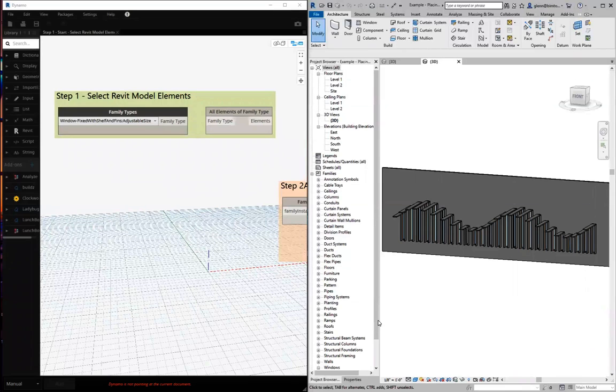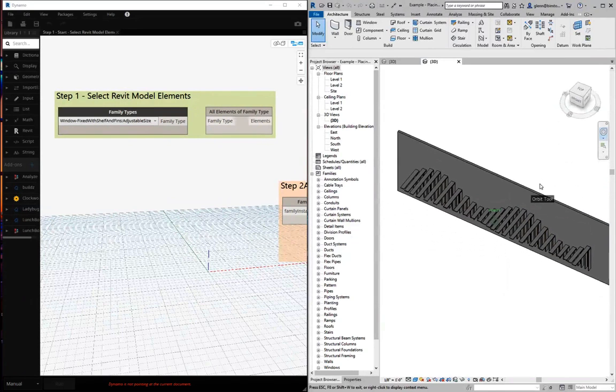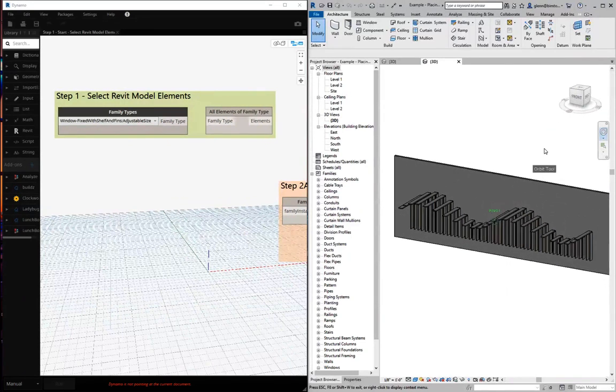It's going to look something like this. We're looking at a series of different windows here. We have heights that are following a sine wave pattern, as well as the window shelves, and we're also using that pattern there.